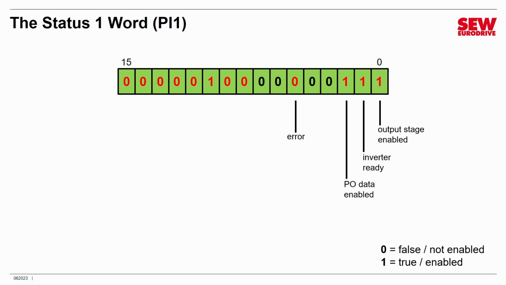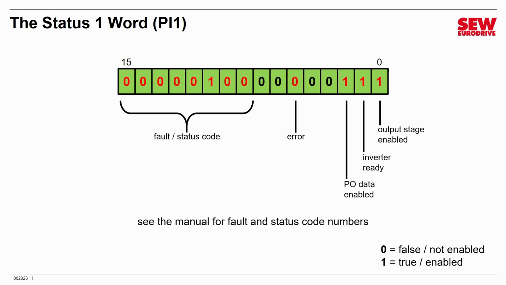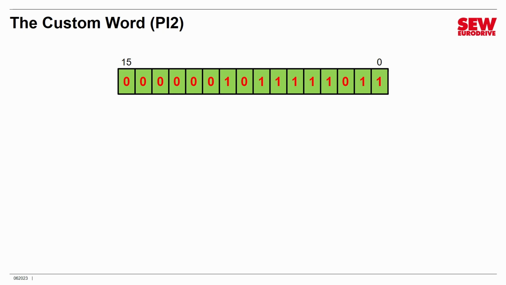If it's 0, it means the VFD is going to be ignoring this information and it won't respond to commands. Bit 5 indicates if the VFD has faulted or not. If it's a 0, the VFD is fine. If it is 1, then there's a fault. If you want to find out what the fault is, or simply the status if the VFD is not faulted, you look at the last 8 bits, and these together form a binary number which indicates the fault or the status code. To get the numbers, of course, I refer you to the MOVIMOT manual. So that's PI1.